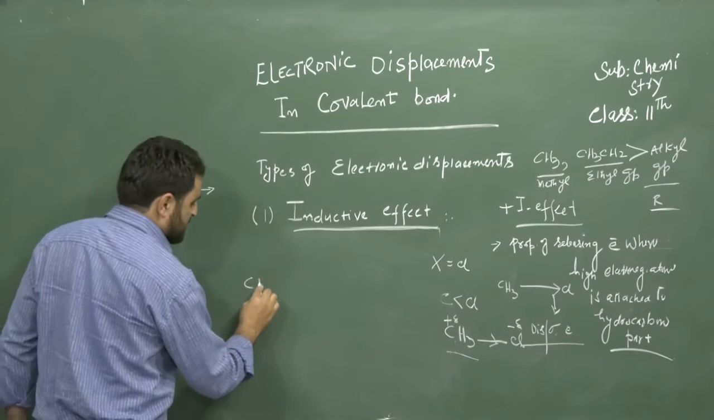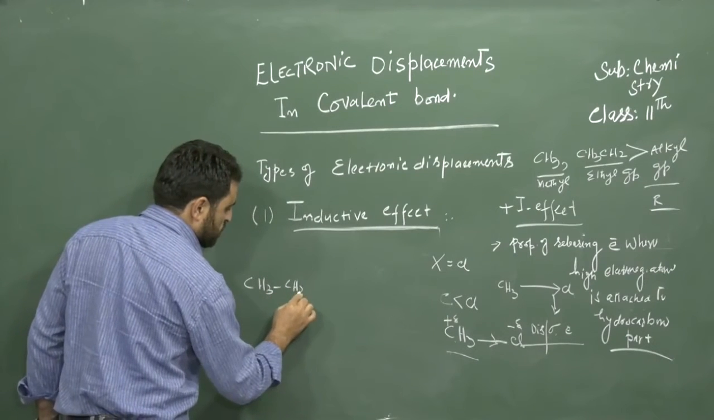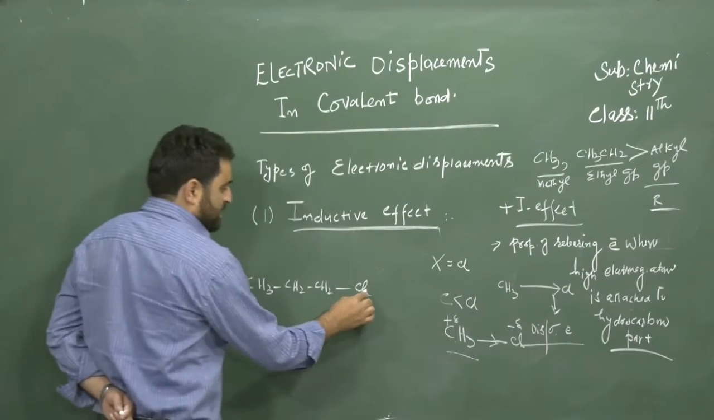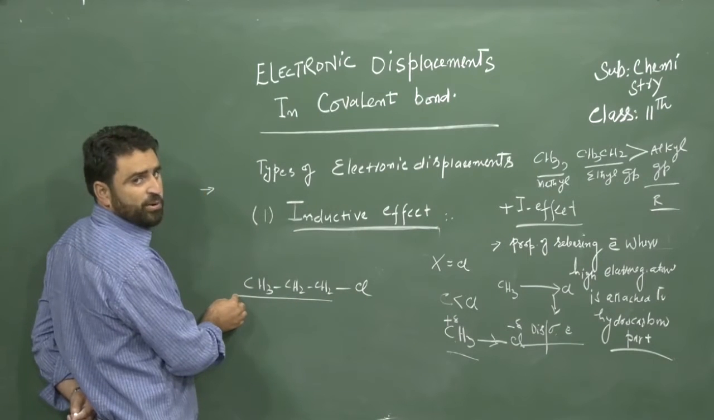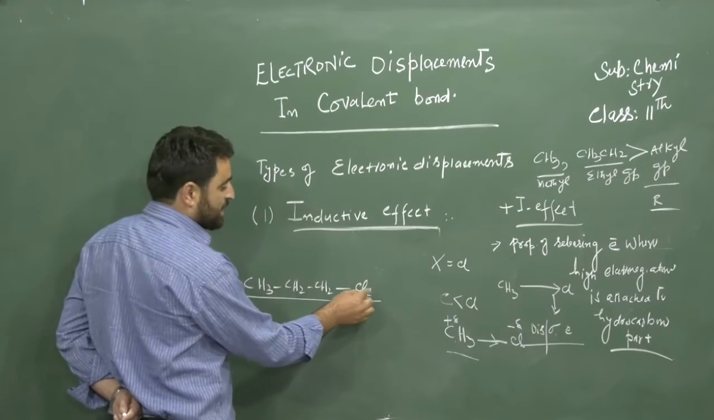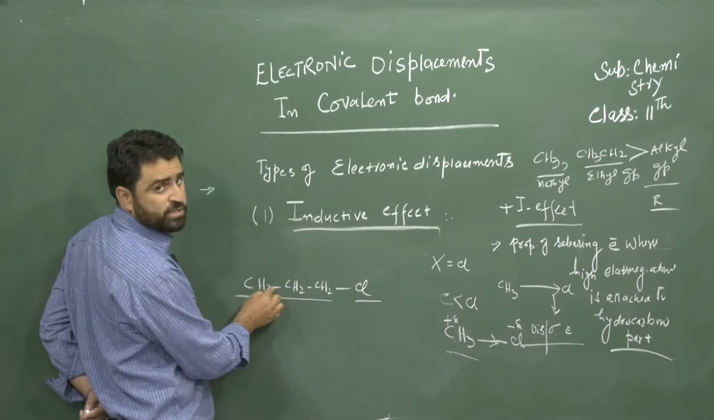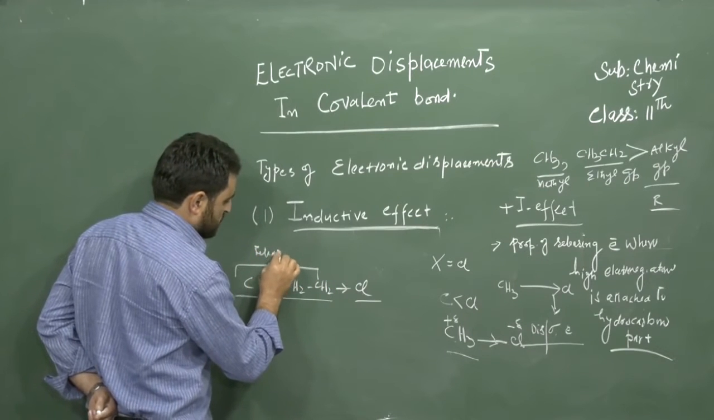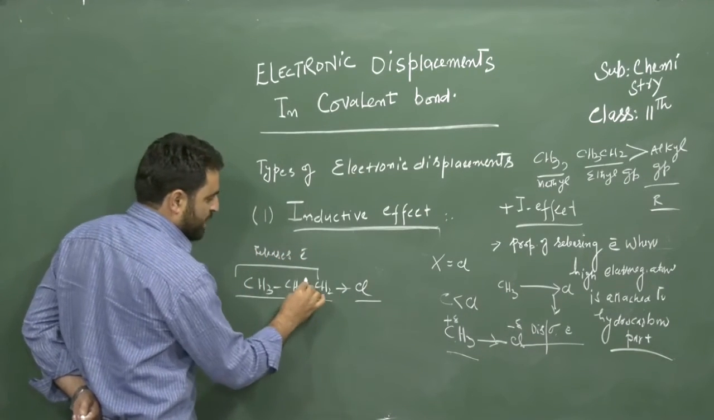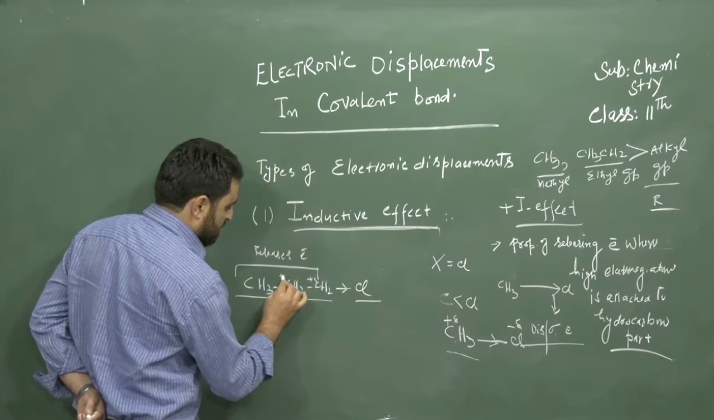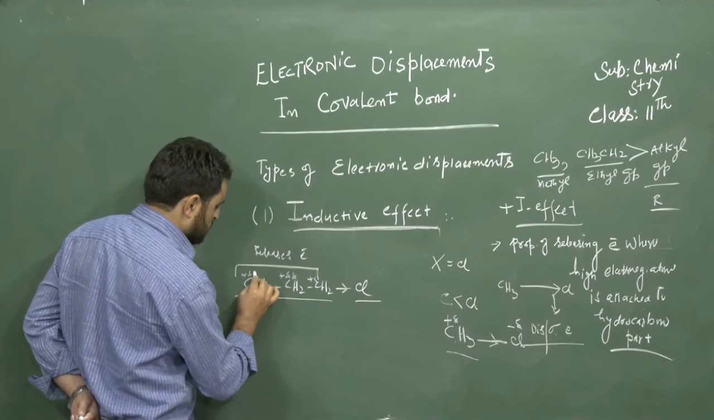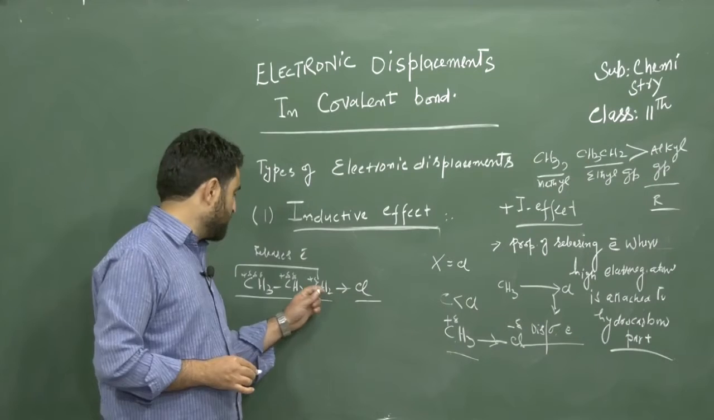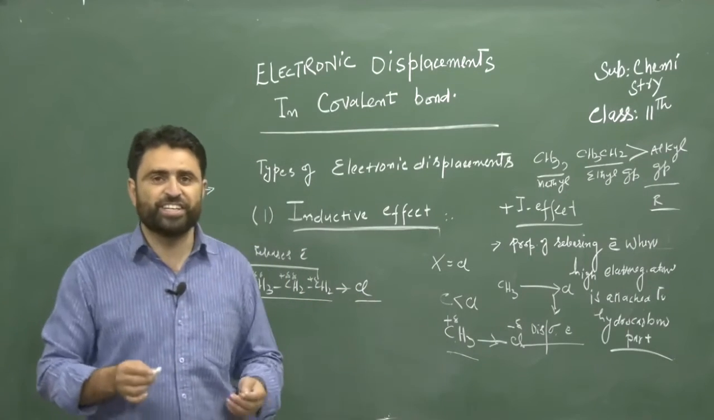If I write CH3, CH2, CH2, then Cl, like this. This is the alkyl part, this is the hydrocarbon part, and this is the halogen part. This has a higher electronegativity than this, therefore this releases electron. So here we get partial positive, double positive, triple positive. As the distance between the electronegative atom and carbon increases, this inductive effect decreases.